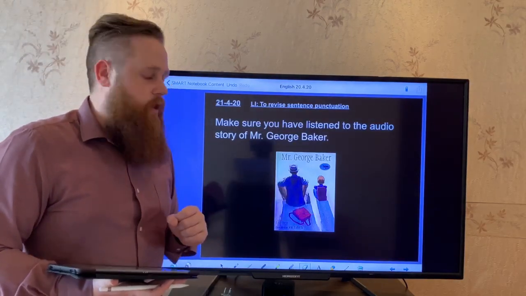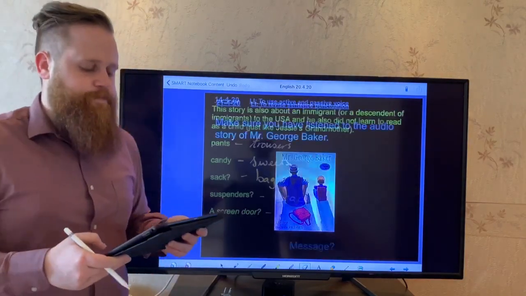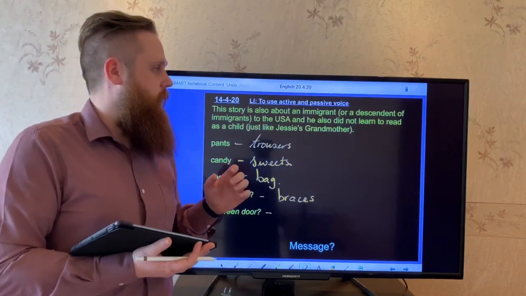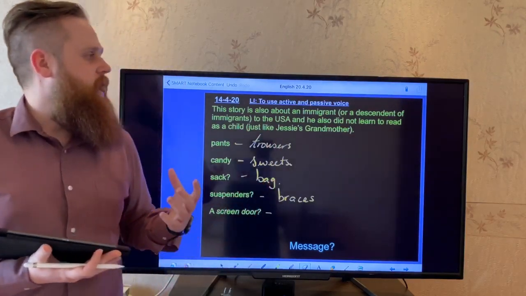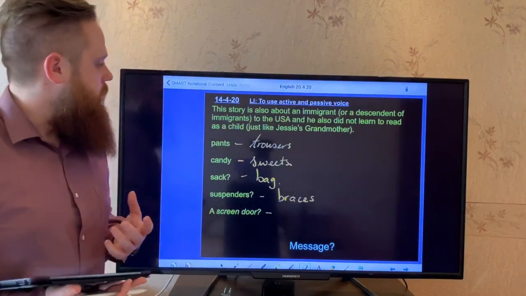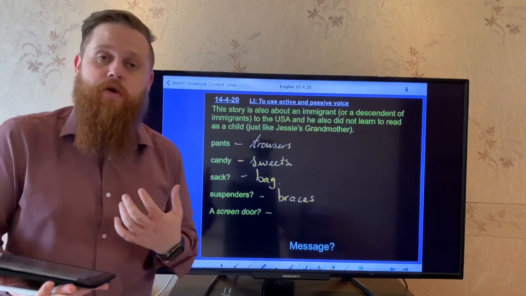And he's got a very close friend, this young boy who goes to school with him. Now then, this story is also about an immigrant, okay? A descendant of immigrants to the USA, and he also did not learn to read as a child, just like Jessie's grandmother, okay? Now, you may have noticed some different words in there because it's an American story by an American author.